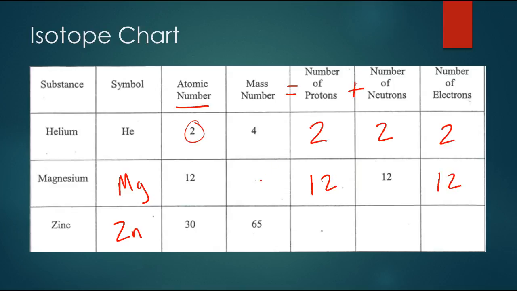The last thing we have to fill out is our mass number, which is protons plus neutrons, and that gives us 24. I'll leave this last box for you to fill in if you want. Otherwise, there will be a homework problem for you in the book at the end of this video.